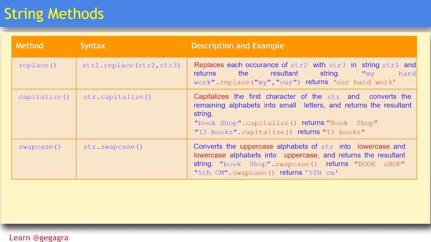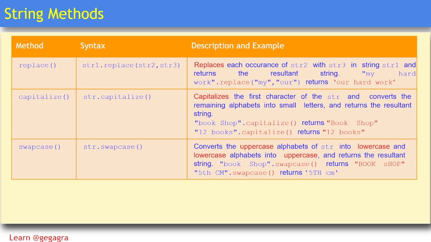For example, my hard work. Now this is a string and I am going to replace the word my. Since the sentence was my hard work, I want to replace my with our. So string dot replace, which word? That is the word my, which should be replaced with our. So it will result as our hard work. This is how the replace function works.